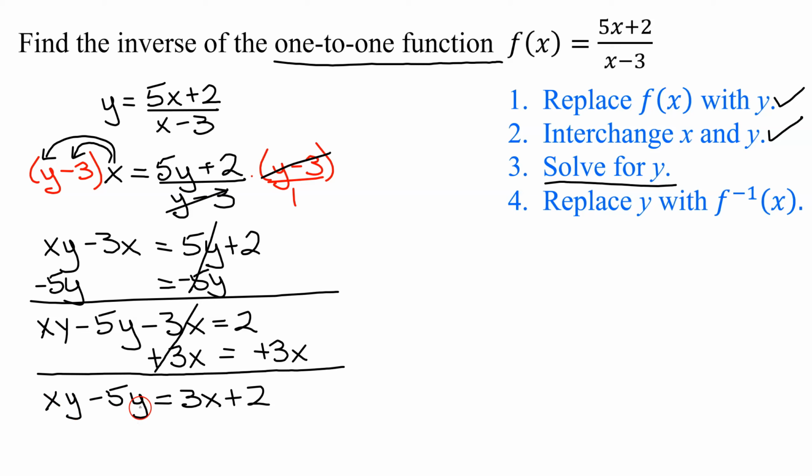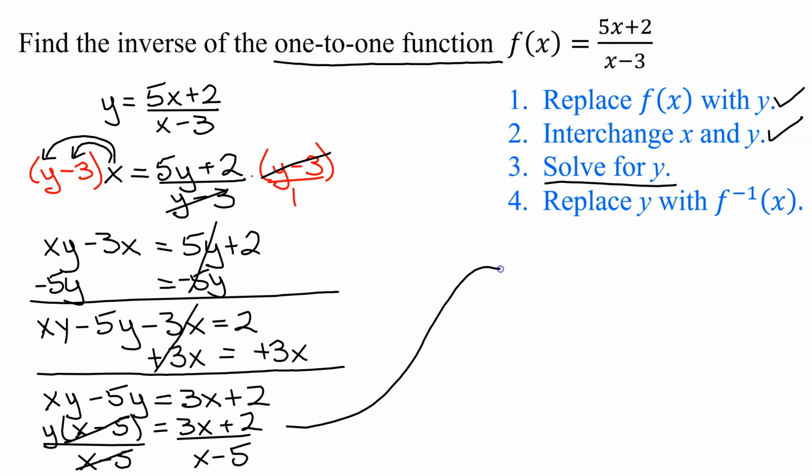I can't combine these two terms on the left, so how am I going to isolate my y? You have to factor the y out, and when you factor a y out of xy minus 5y, it's going to leave x minus 5 equals 3x plus 2. And then how do you get y by itself? Divide both sides by x minus 5. The x minus 5's reduce on the left-hand side, and you get y equals 3x plus 2 divided by x minus 5.